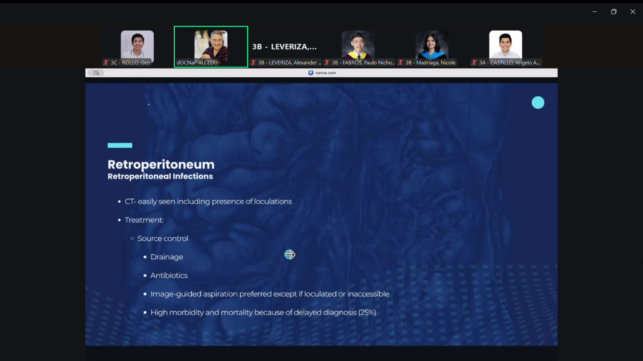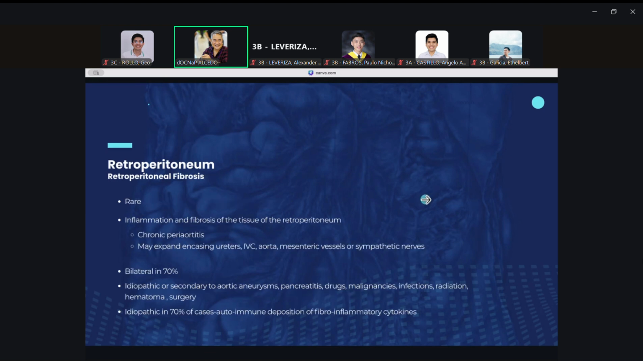Now, once in a while, if the lesion is small, a small abscess, then you can do image-guided aspiration. Okay, so after aspiration, you have to maintain your patient on antibiotics. Sometimes you even need to place an indwelling catheter to make sure that you are able to drain reaccumulation. So you would rather do that than repeated reaspiration. Okay? So it is very important that you address this soon enough. Otherwise, delayed diagnosis can result in high morbidity and mortality. Okay?